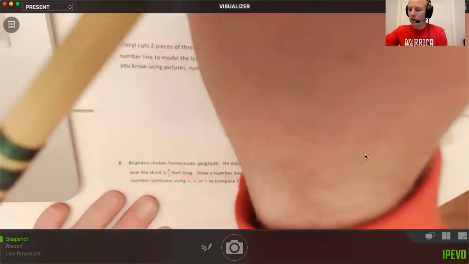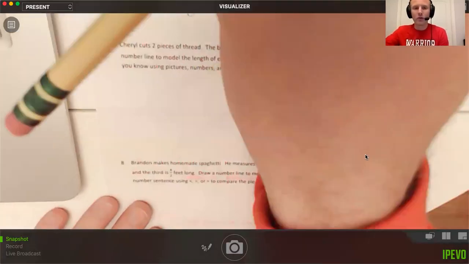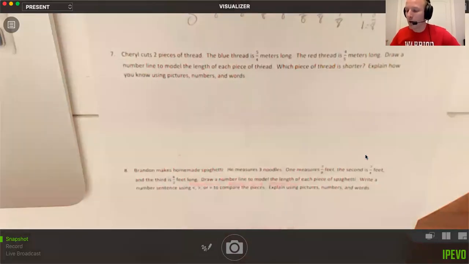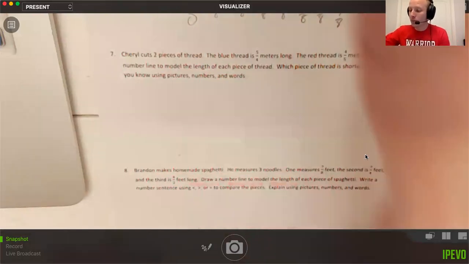All right, this will be the last one that we'll do here. We'll do number 7. It says Cheryl cuts 2 pieces of thread. The blue thread is 5/4 meters long. The red thread is 4/5 meters long. Draw a number line model to show which piece is shorter.